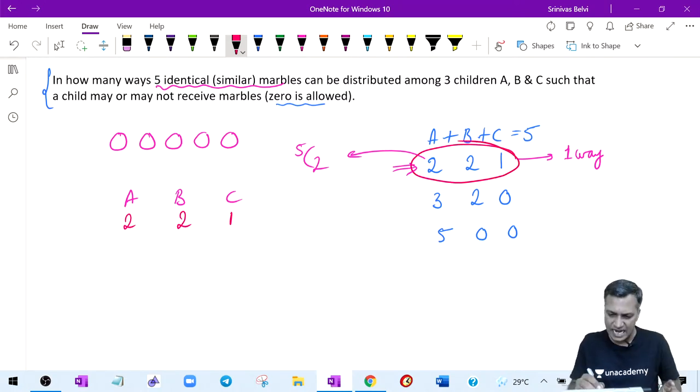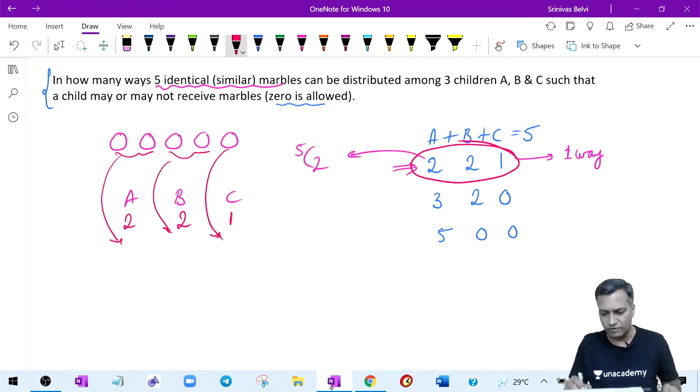Only one way. Take any 2 and give it to this fellow. That is one way. Take any other 2 and give it to this fellow, and take the remaining 1 and give it to this fellow. Therefore, distribution of 2, 2, 1 happens in only one way.